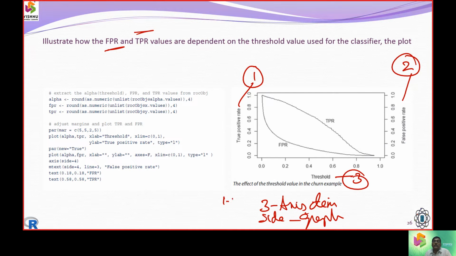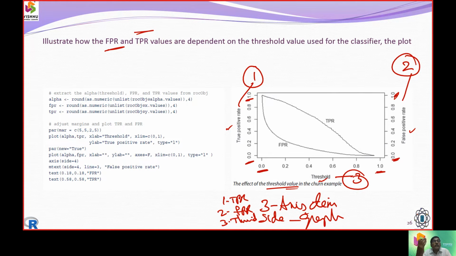So one is the true positive rate, two is the false positive rate, and three is the threshold. Altogether, the ranges are between 0 and 1, for either the true positive rate or the false positive rate. So we are now estimating the threshold value: at what threshold the person may churn. By default it is 0.5. So at what threshold is the person going to churn?